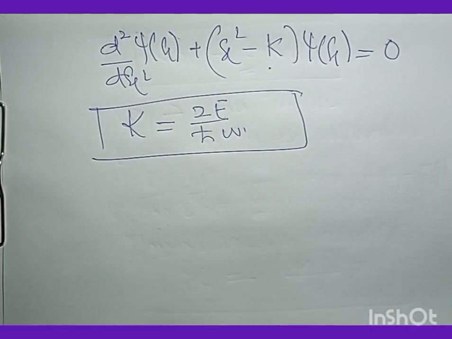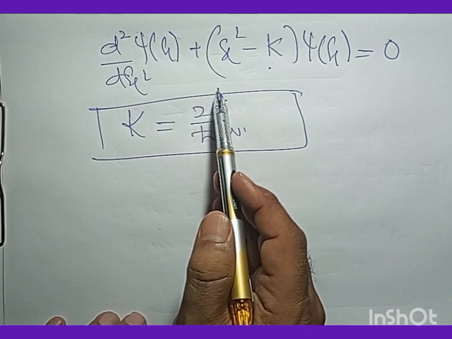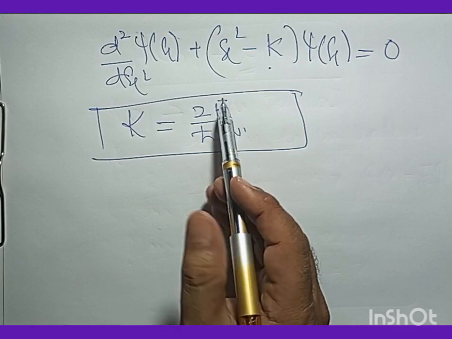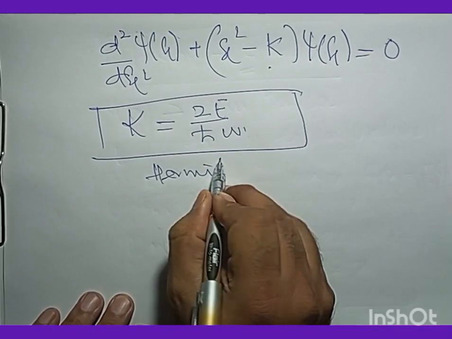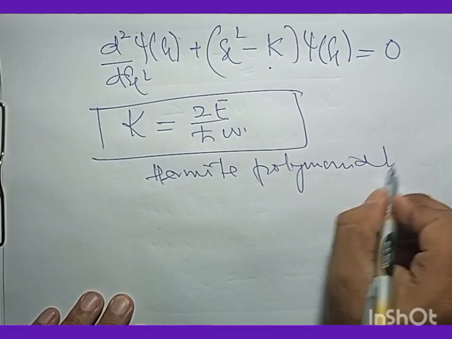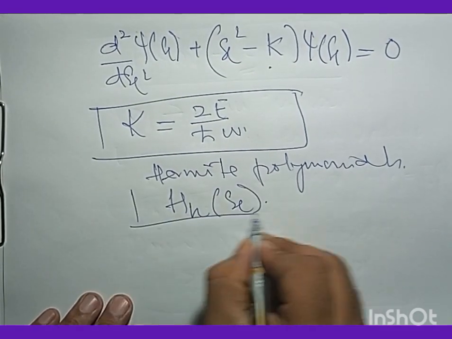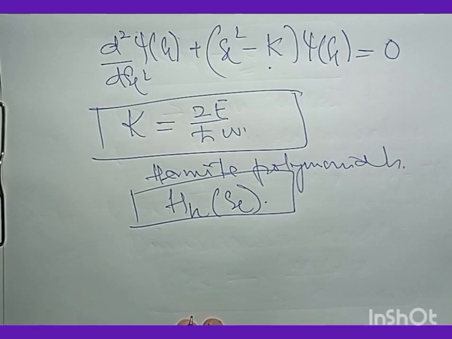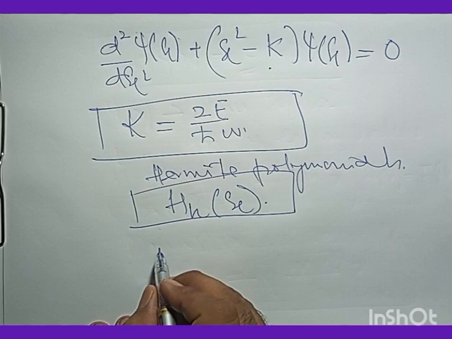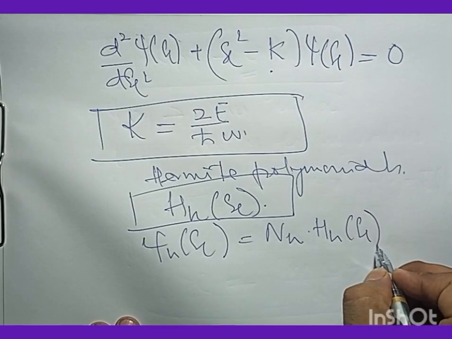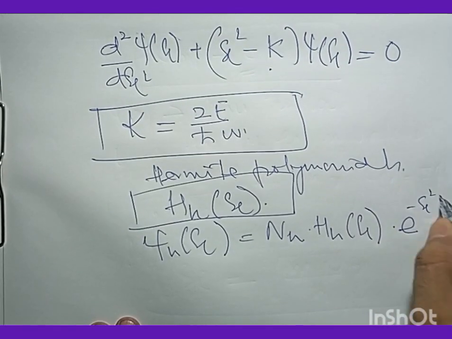Now we have a second order differential equation here, and we look for its solution. This differential equation has a known solution, and we know it in terms of Hermite polynomials. The symbol for the Hermite polynomial is Hn as a function of zeta. So we can write down the solution of this differential equation as psi n of zeta is Nn times Hn of zeta times e to the power of minus zeta square by 2.